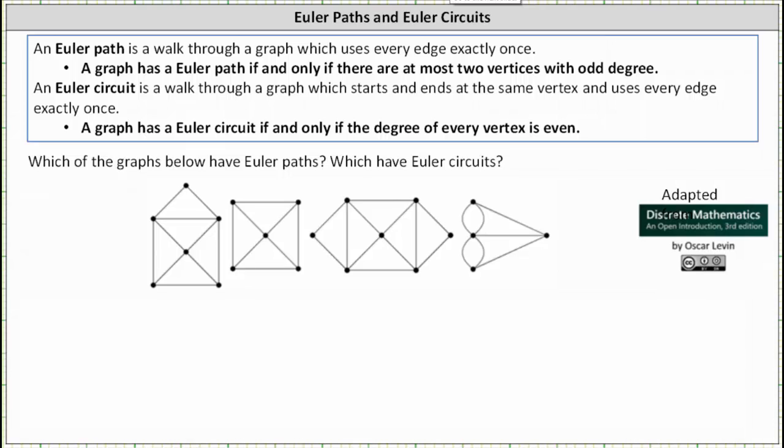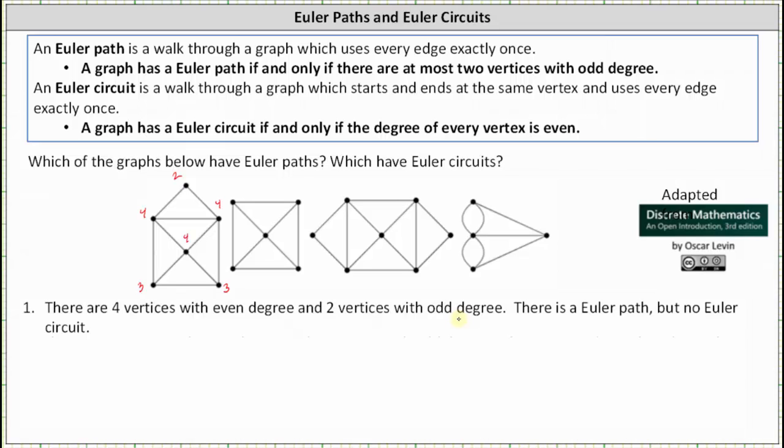Let's take a look at 4 more graphs and determine whether they have Euler paths and/or Euler circuits, now by analyzing the degrees of the vertices. Starting with the graph on the left, let's find all the degrees of the vertices. We have degree 2, degree 4, degree 3, degree 3, degree 4, and degree 4. The graph has 4 vertices with even degree and 2 vertices with odd degree. Because the graph does satisfy the condition of having at most 2 vertices with odd degree, the graph has an Euler path, but no Euler circuit because all the degrees are not even.